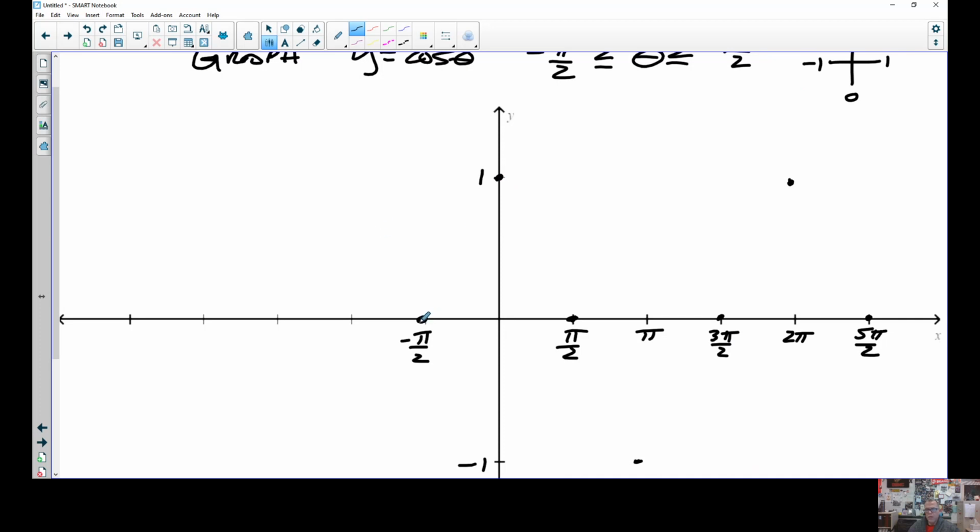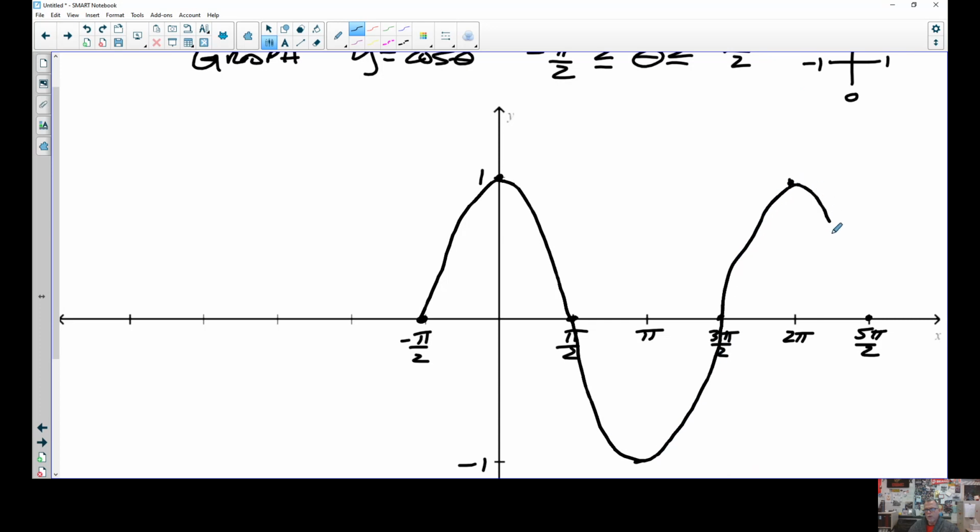And again, I'm going to make a nice hard finish. This is going to go through there, there. Normally, I'm really good at drawing these curves, but I'm doing it on the tablet for the first time ever, so it's a little ugly. That would be the graph of our y equals cosine theta between negative pi over 2 and 5 pi over 2.